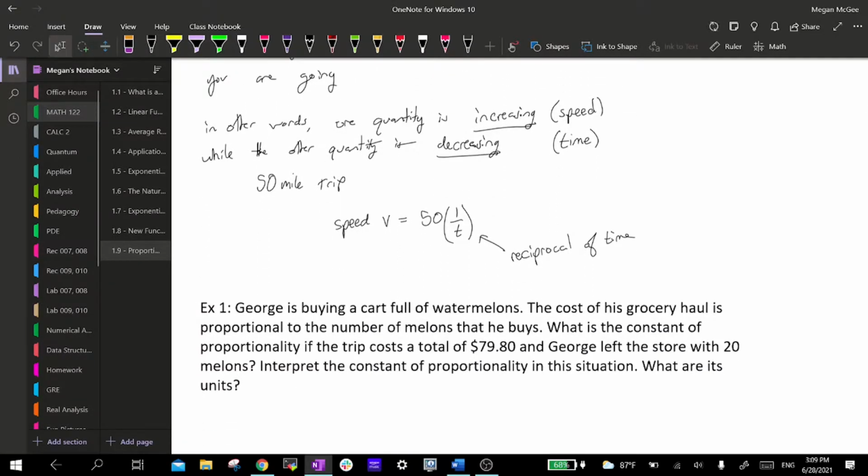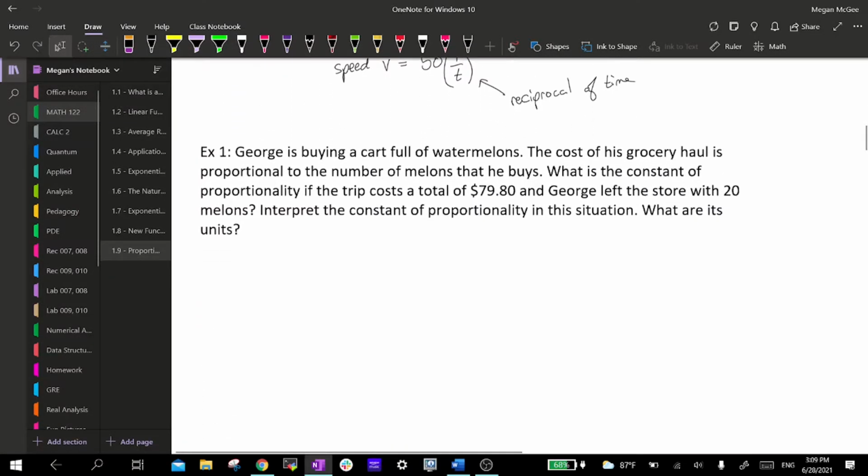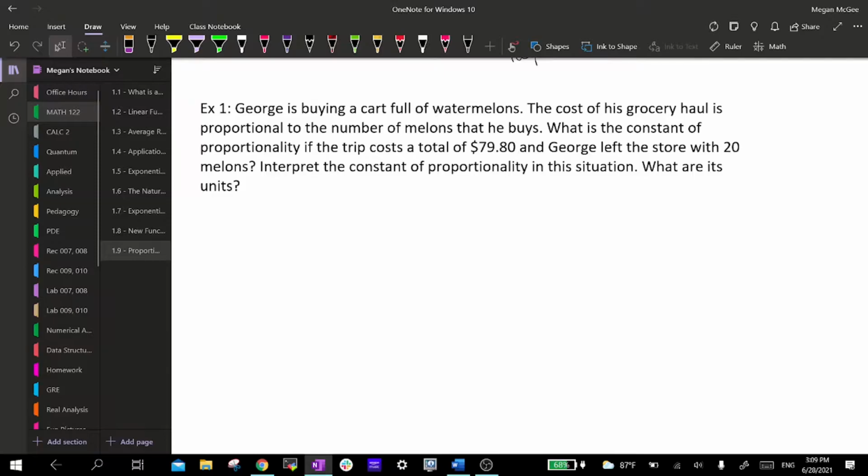All right, so now we'll do our first problem. We have George buying a cart full of watermelons. All right, and the cost of his grocery haul is proportional to the number of melons that he buys. What is the constant of proportionality if the trip costs a total of $79.80 and George left the store with 20 melons? Interpret the constant of proportionality and determine the units.